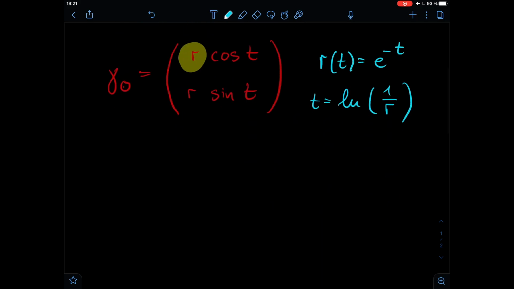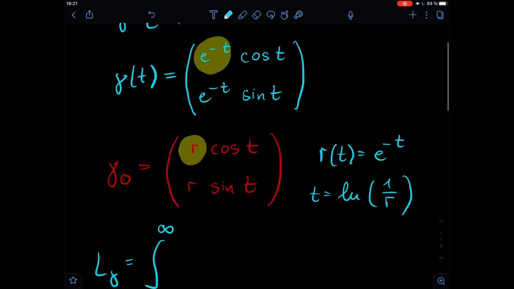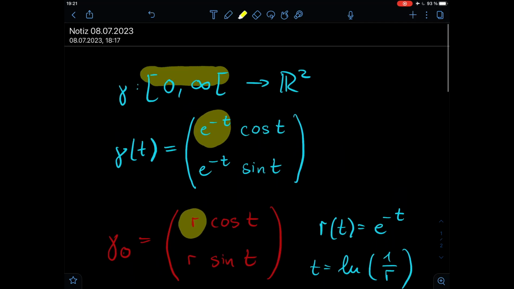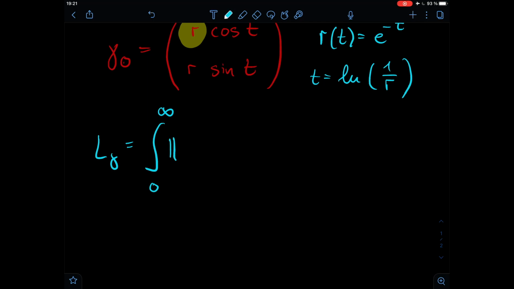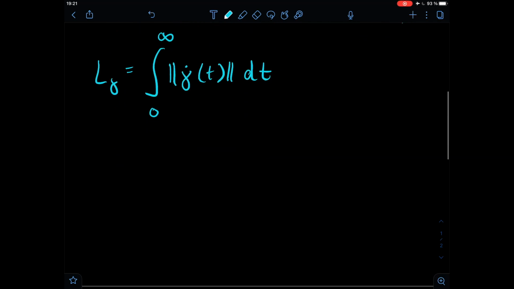So now let's go back to the original task to calculate the length of that infinite ongoing logarithmic spiral. And therefore we're going to take a look at an integral once again. So the integral goes from 0 to infinity, because this is our parameter space up here, from 0 to infinity, and we will integrate over the norm of the derivative of gamma of t, and of course we have a dt. So what is the norm of a function or a vector?